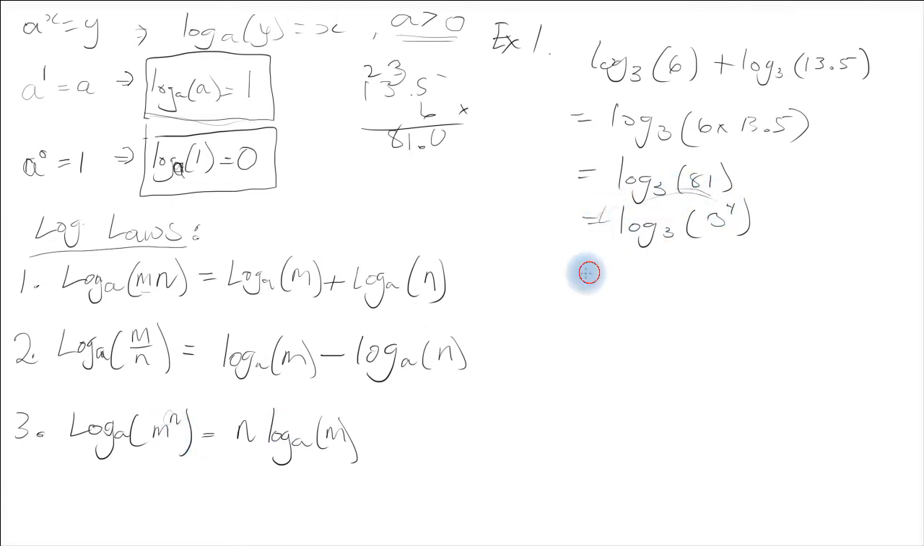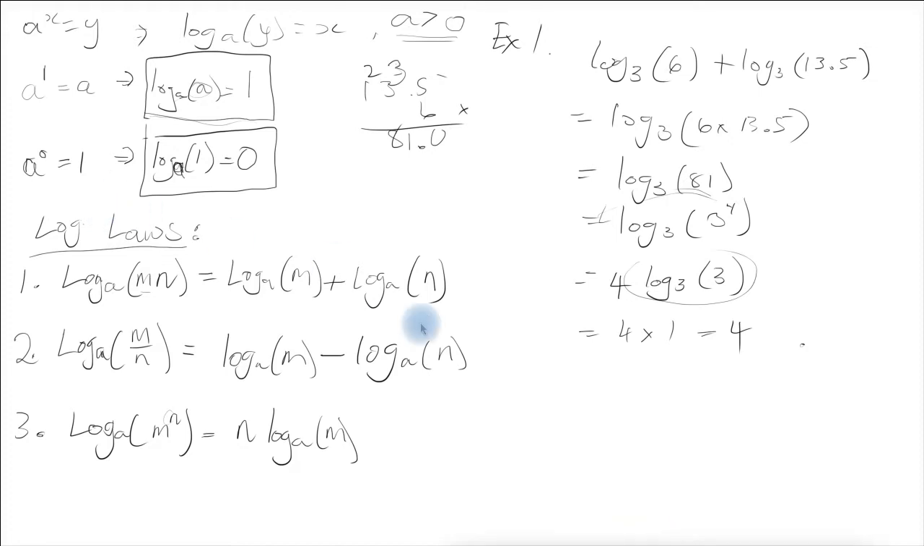So what you could do is put the 4 out the front and go 4 log 3, and now we've just got 3. Now remember this little trick up here, where if the base here is the same as our answer, then we get 1. So log to the base 3 of 3, this bit here is 1, so we're left with 4 times 1, and that equals 4. So there's our first example done for us.